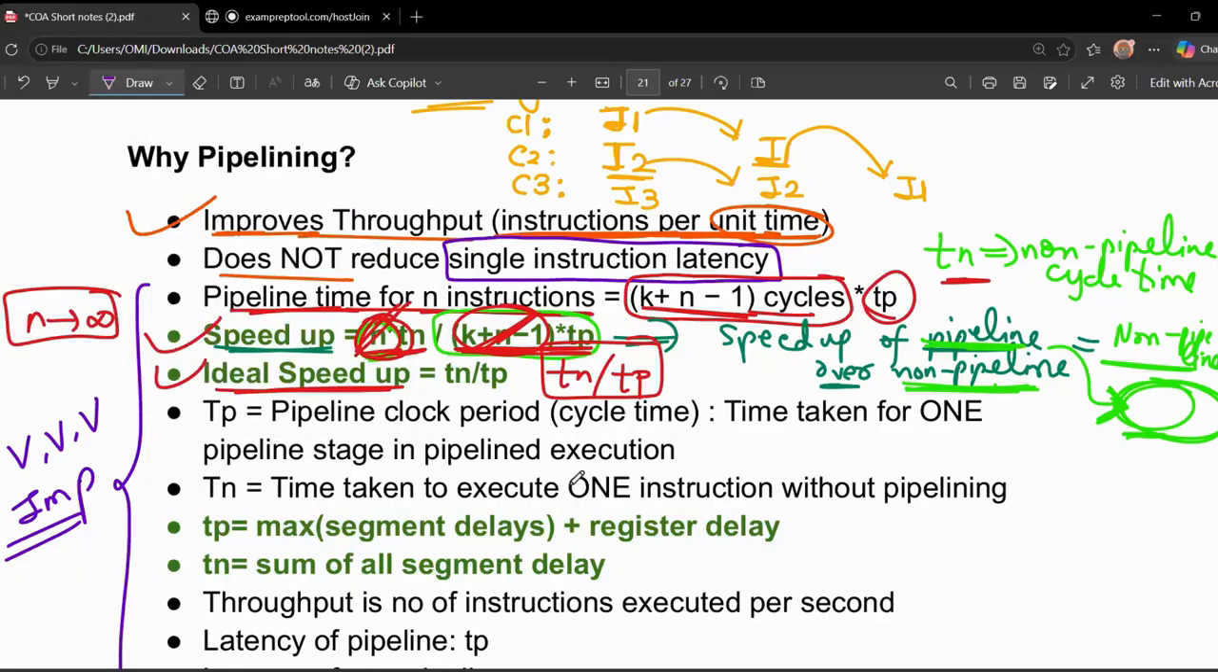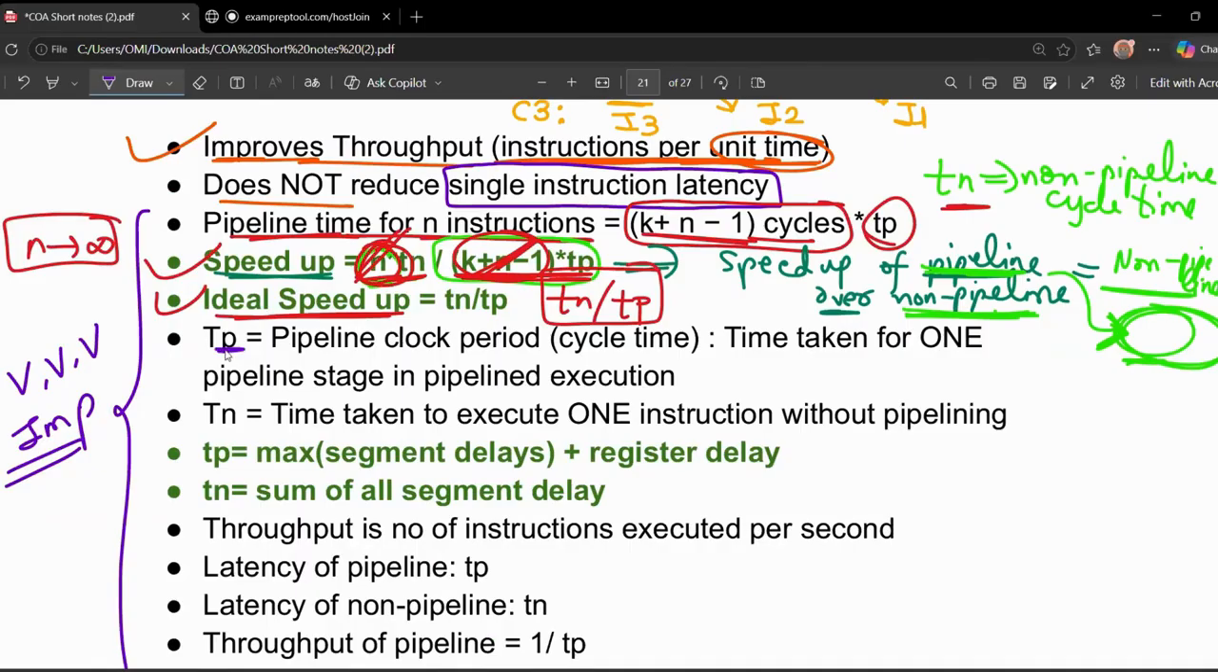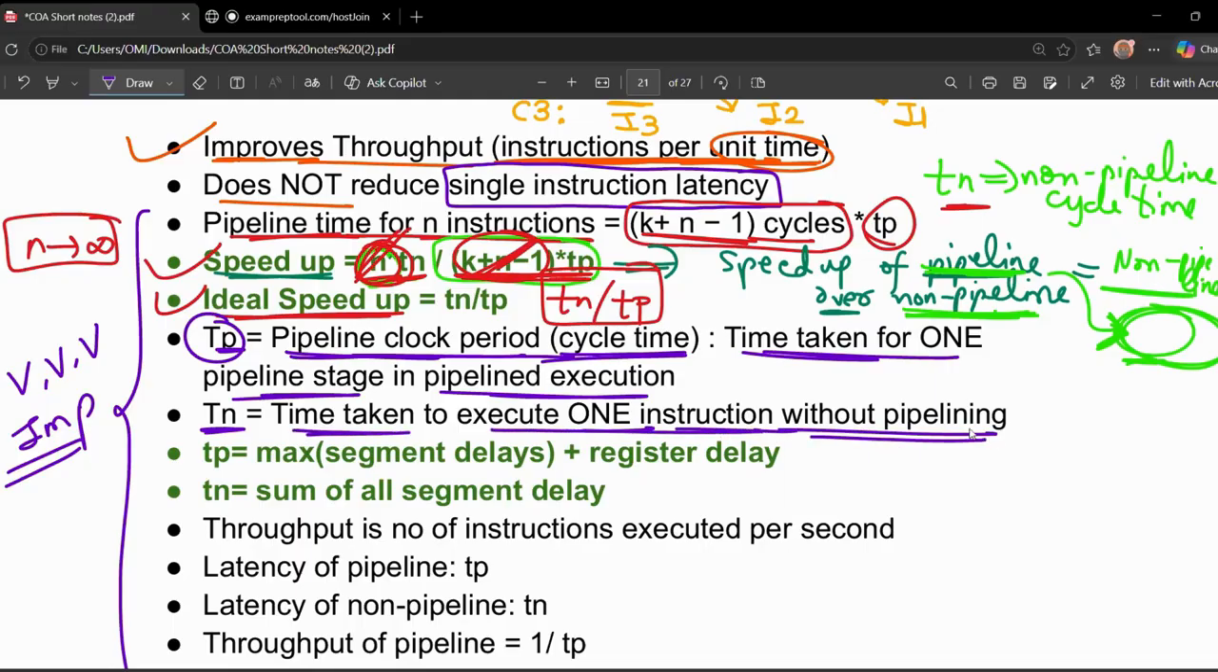Now, Tp is given here: the pipeline clock period, or cycle time, or time taken for one pipeline stage in pipeline execution. And this is the Tn, the time taken to execute one instruction without pipeline.